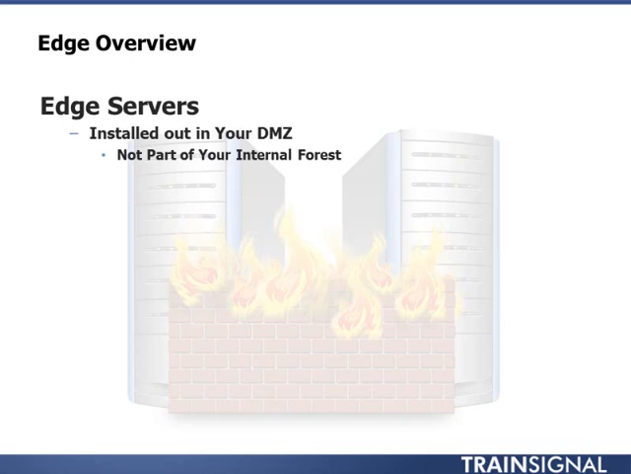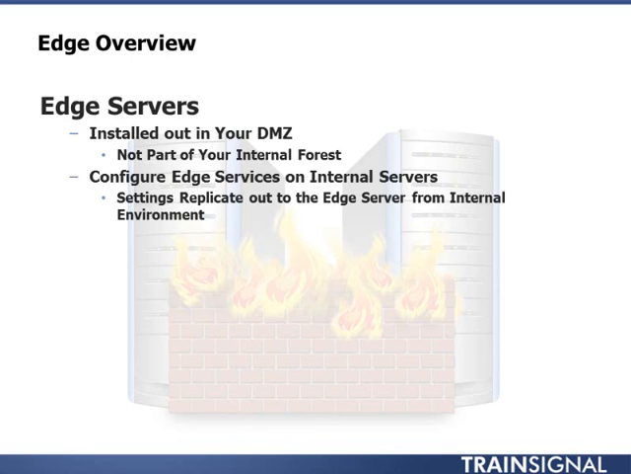With Microsoft Lync 2013, the information on the edge services, or the configuration, gets replicated out to the edge server from the internal environment. So we configure the edge services on the internal servers, and then the settings replicate out to the edge server so they know how they're supposed to be configured. The edge services run three main services.